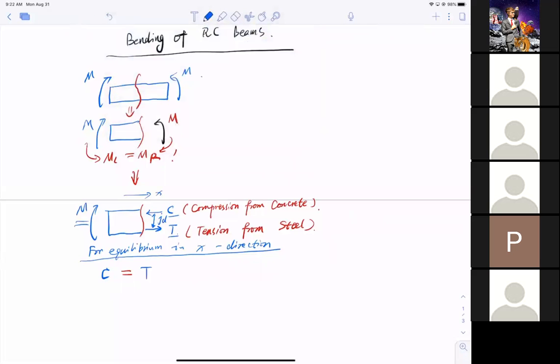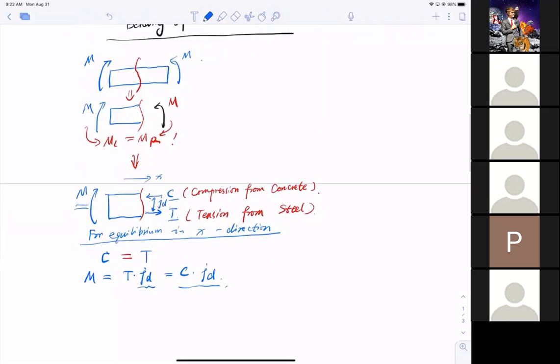Good answer. Now, in addition to that, moment has to equal tension multiplied by the lever arm jd, or compression multiplied by the lever arm jd. Quick review of mechanics of materials. So this is what we expect to happen for concrete. Once I bend it, pure bending moment, I need to have a compression and a tension in the internal forces. And these internal forces have to balance each other, compression equal to tension. And I know the moment has to equal either tension multiplied by the lever arm or compression multiplied by the lever arm, isn't it?